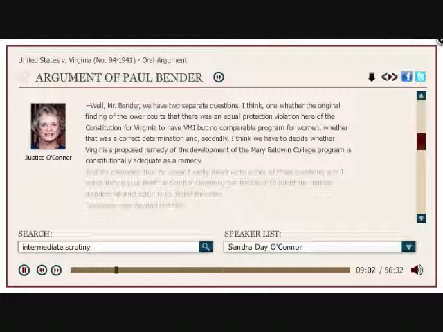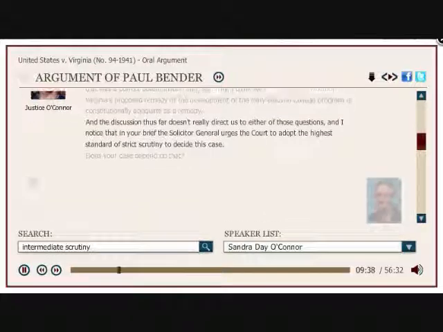We have two separate questions, I think. One, whether the original finding of the lower courts that there was an equal protection violation here of the Constitution for Virginia to have VMI but no comparable program for women, whether that was a correct determination. And secondly, I think we have to decide whether Virginia's proposed remedy of the development of the Mary Baldwin College program is constitutionally adequate as a remedy. And the discussion thus far doesn't really direct us to either of those questions.